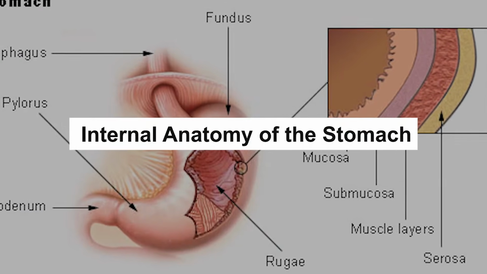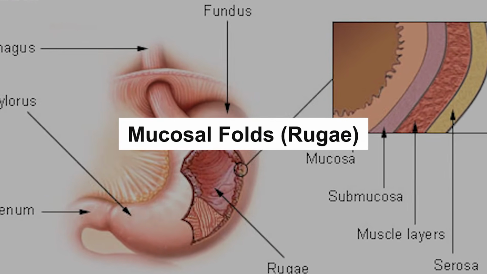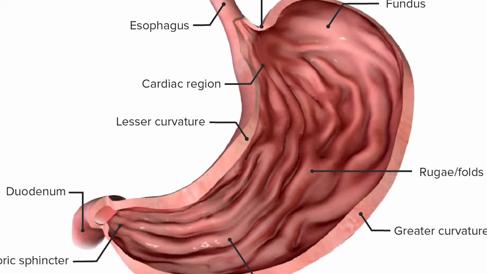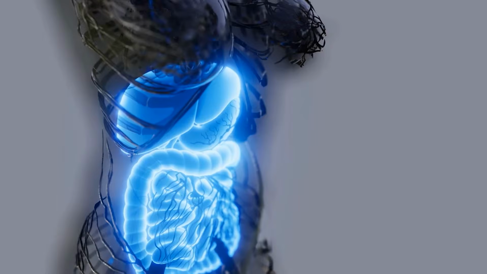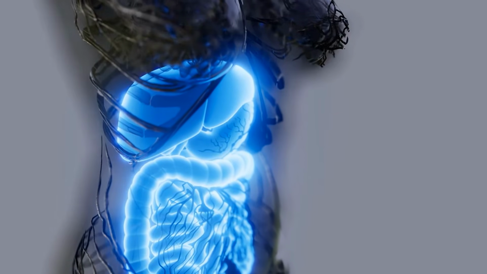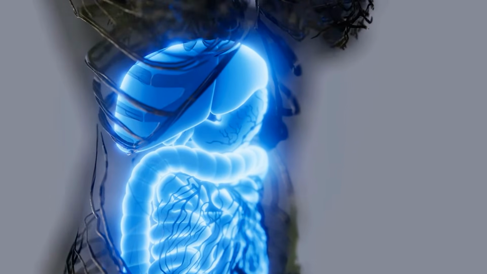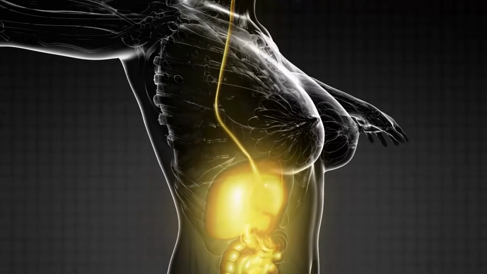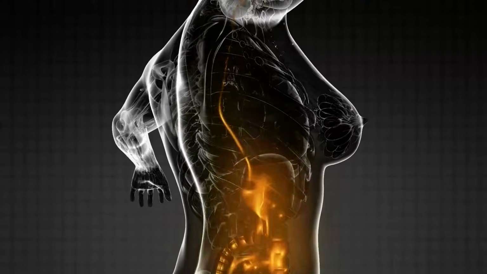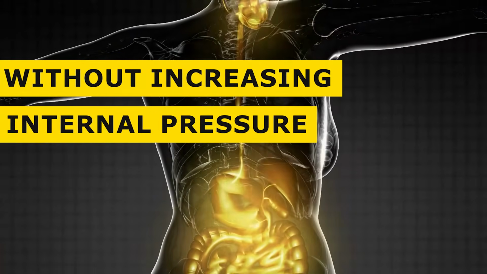Internal anatomy of the stomach: mucosal folds, rugae. Internally, the stomach is lined with mucosal folds, known as rugae. These folds are most prominent when the stomach is empty and serve to increase the organ's surface area. During food intake, they allow the stomach to expand significantly without increasing internal pressure.